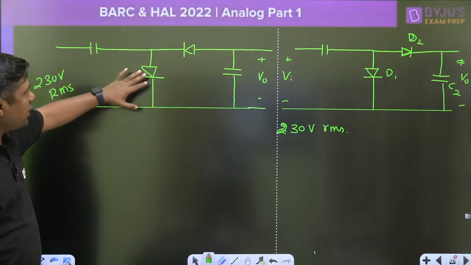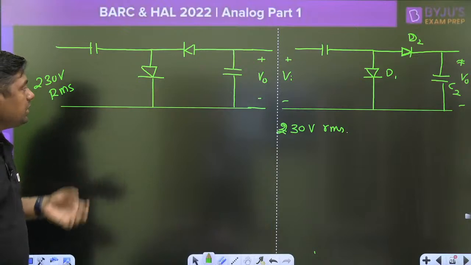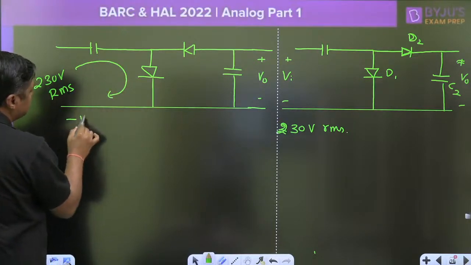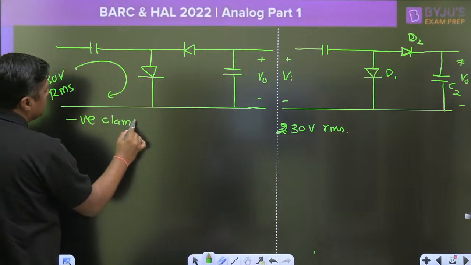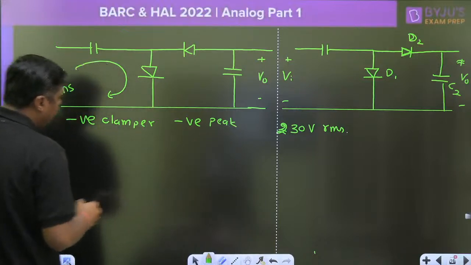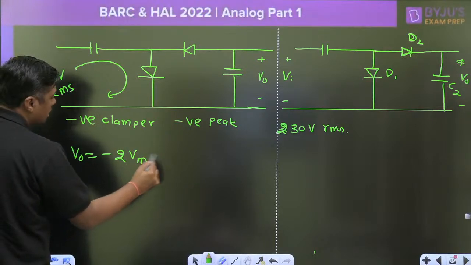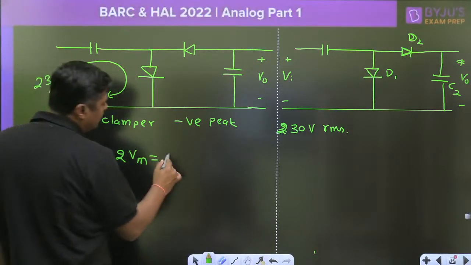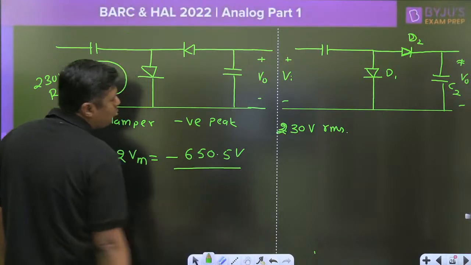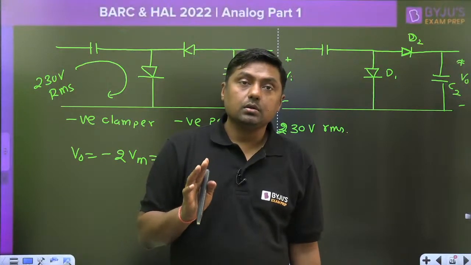Now 230 volt is the RMS value. This is the capacitor, diode, that is the capacitor. What will be the output? Always remember, this is a negative clamper, and that is a negative peak detector, and that's why the output is minus 2 Vm. And when the output is minus 2 Vm, it will become minus 650.5 volt, right? Okay.